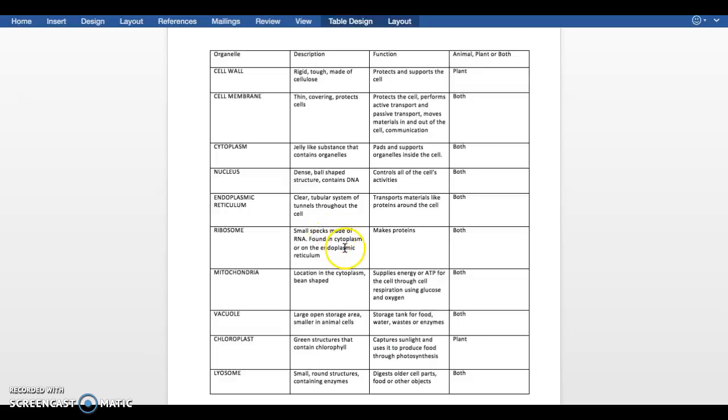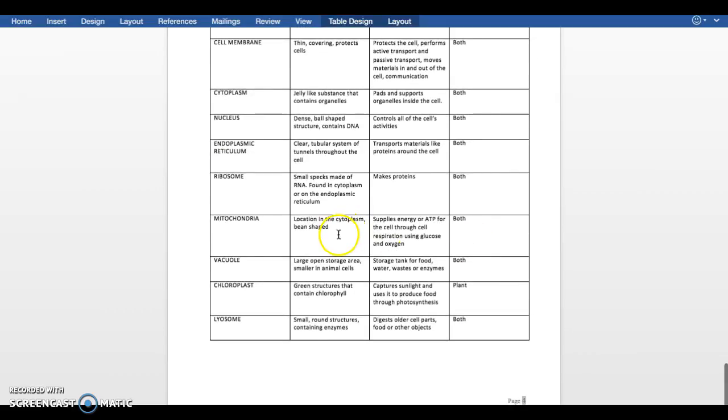Ribosomes, small specks made of RNA. You'll learn all about RNA next year. Found in cytoplasm or on the endoplasmic reticulum, and they make proteins. They're in both the animal and plant. Mitochondria, located in the cytoplasm, they're bean-shaped. They supply energy, and they're in both the animal and plant. The vacuole, which is a large storage area. They are smaller in animal cells, but it's still pretty big. Storage tank for food, water, waste, or enzymes, and they're in both plants and animal.